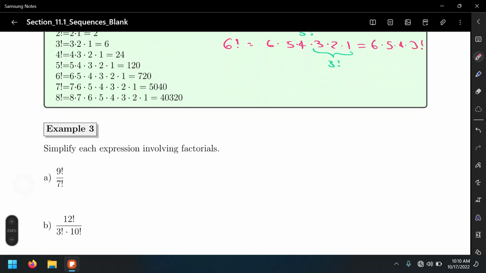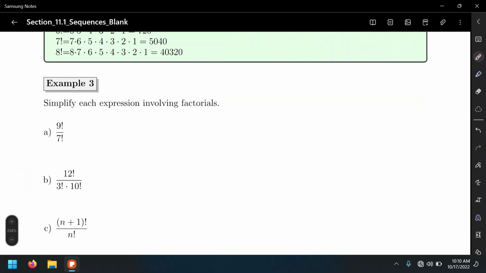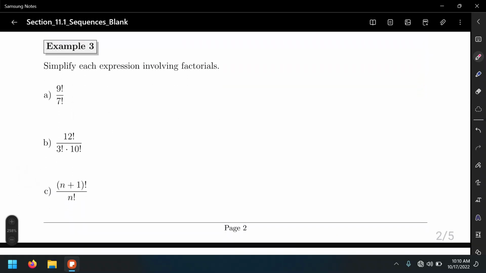So let's simplify 9 factorial over 7 factorial. Without the use of a calculator, this is what we're going to do. Instead of writing 9 times 8 times 7 times 6, multiplying all these numbers to get a really big number, and then dividing by 7 factorial, which is also a big number, 7 times 6 times 5 times 4, etc., that's not the most practical way to reduce factorials.